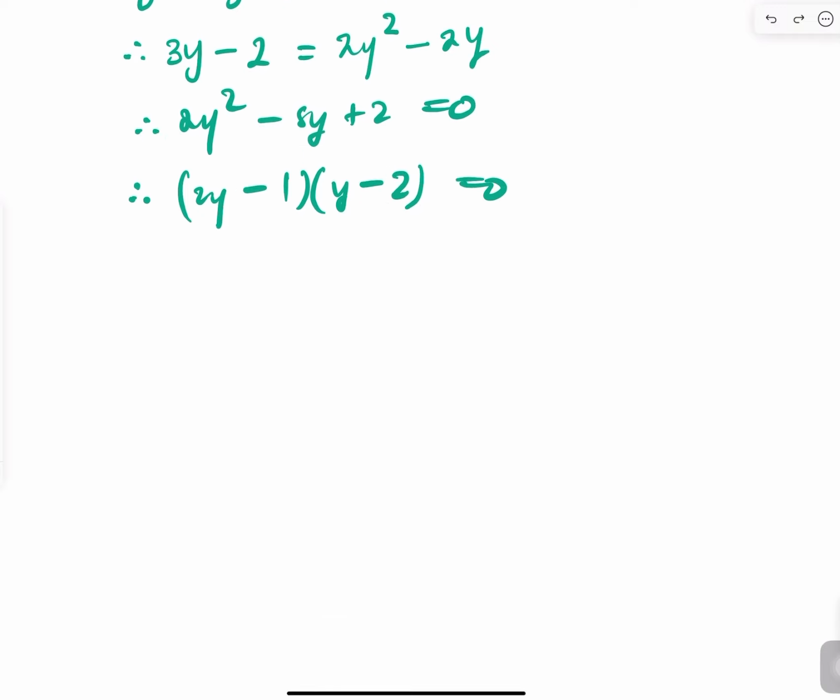So perfect. The factors are correct. Therefore, y is equal to 1/2, or y is equal to positive 2. So now you need to get the value of x. I'm going to substitute y into equation 3.